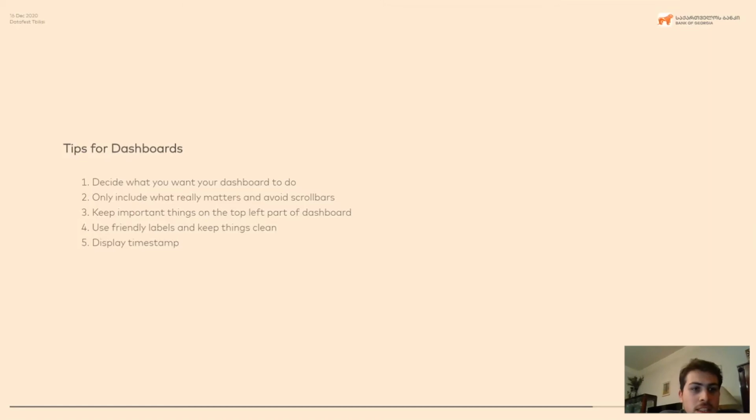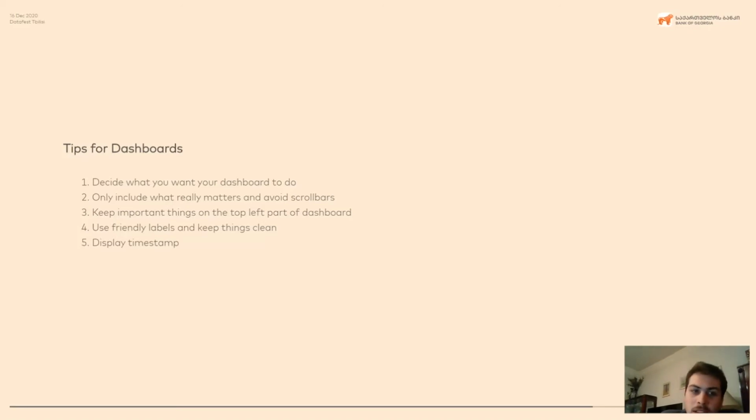The next one is keep important things on the top left part of the dashboard. By using modern eye tracking technologies, we can see that users start reading from top to bottom and from left to right. And it's really important, because the real estate of a visual dashboard is limited, and we have to lay things out properly in order to attract users' attention to the most important pieces.